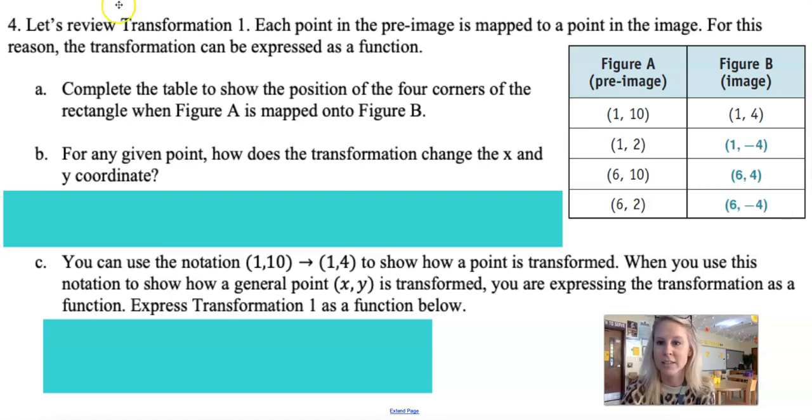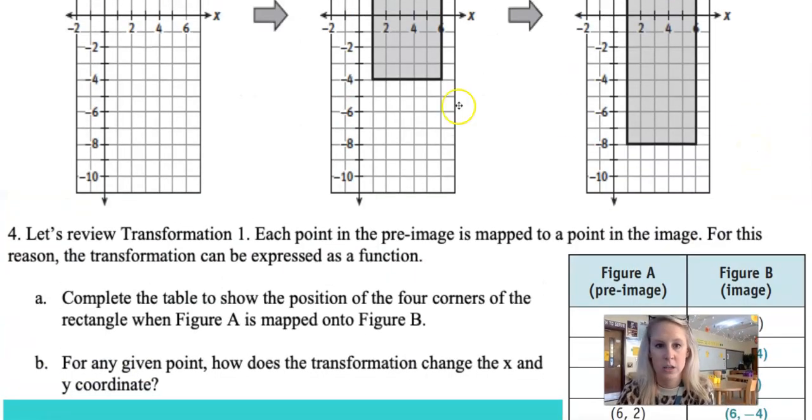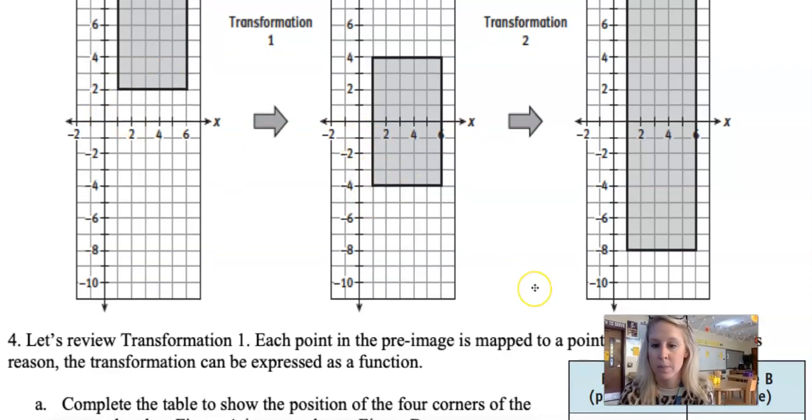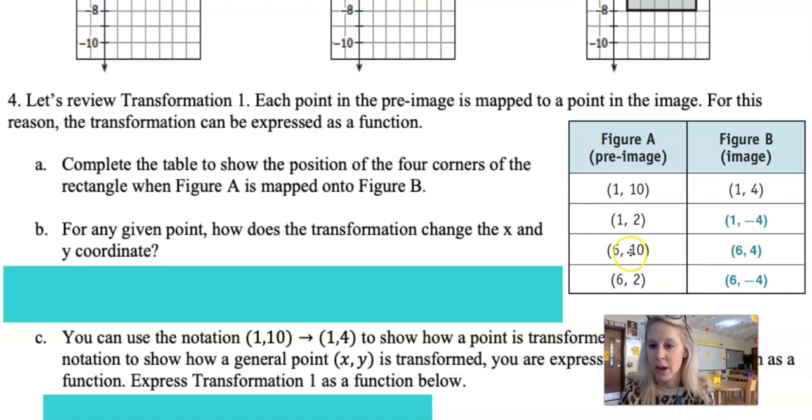All right, so the answers to the table: (1, 2), which was the bottom left of our band, went to a positive 1 and then a negative 4. So (1, 2) became (1, -4), and so on. The top right became the top right over here, which was located at (6, 4), and last but not least, (6, -4). If you have any questions on how I got my ordered pairs, let me know.